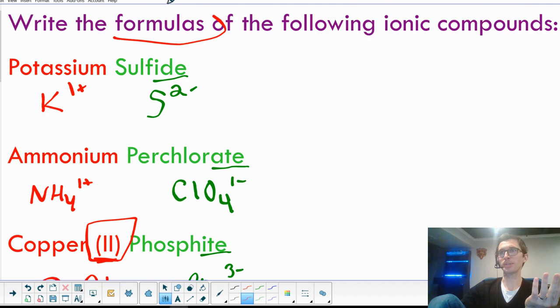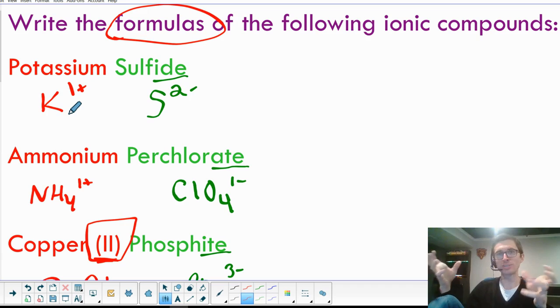Now we got to write the formulas. Formulas are all about balancing charges out, okay? So you're not just going to write KS because the charges don't balance out. You need to have the same amount of pluses and minuses. The cations and the anions, their charges need to cancel each other, all right? So right away we look at this, +1, -2. It doesn't cancel. If it does cancel, it'll be plus and minus the same number. Oh, look, like the second example. We'll hit that up in a minute.